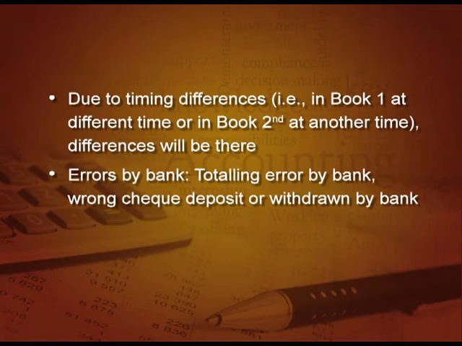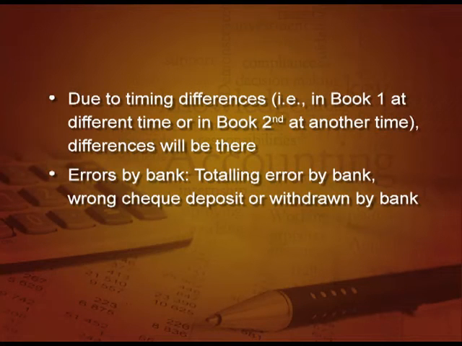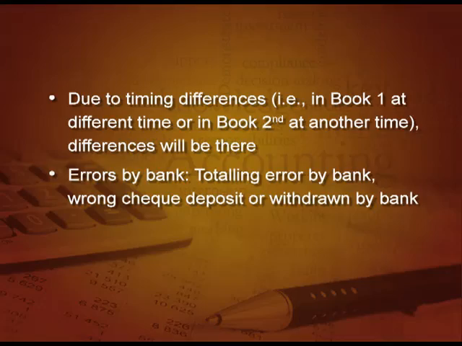Now, let us discuss point number 2, that is the errors by bank. Sometimes in the bank also there is a totaling error, or wrong check deposit, they have deposited another person's check in my account, or they have withdrawn from my bank account for some other person. Suppose there are two names of the same type. So, it can be a case of deposit or withdrawal in the same account, but of a different customer.